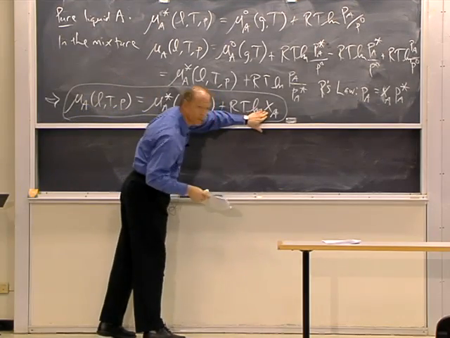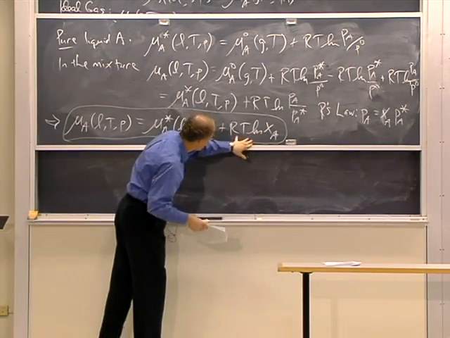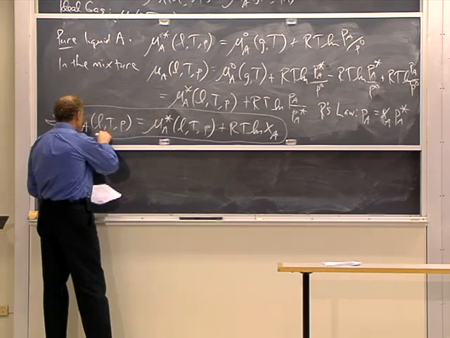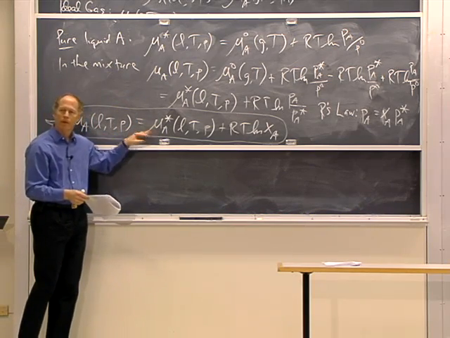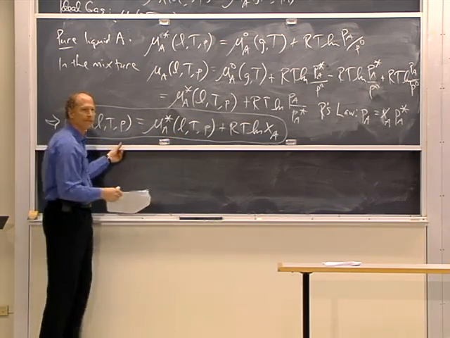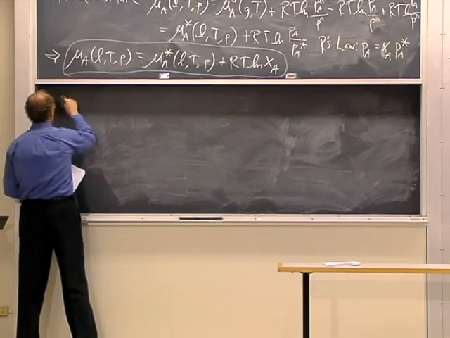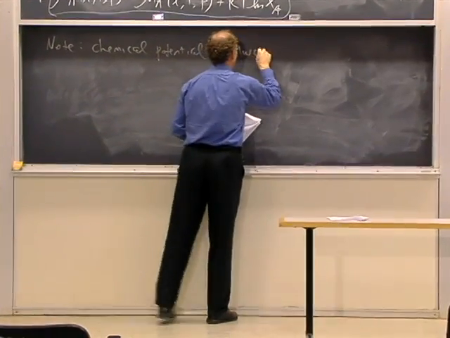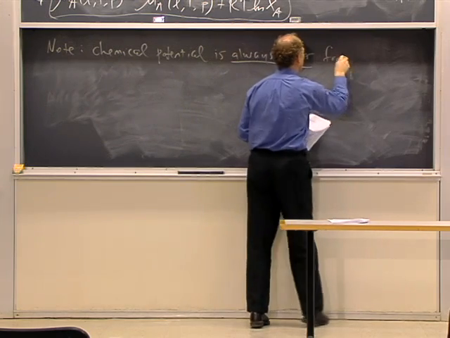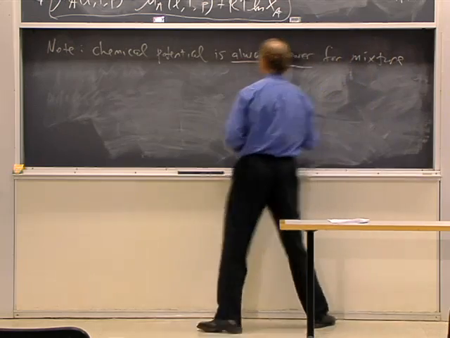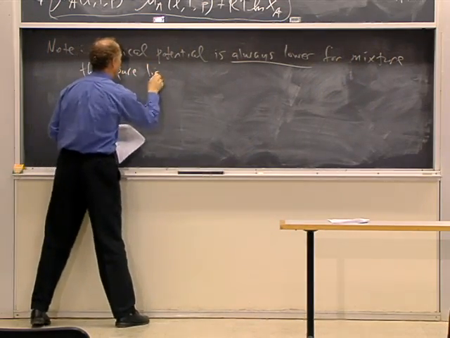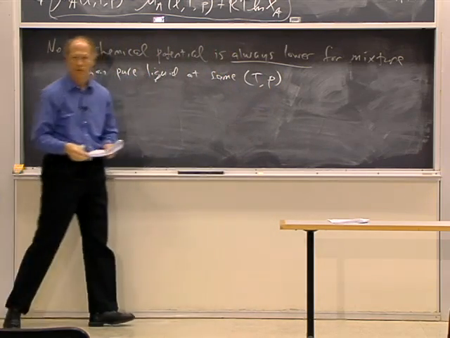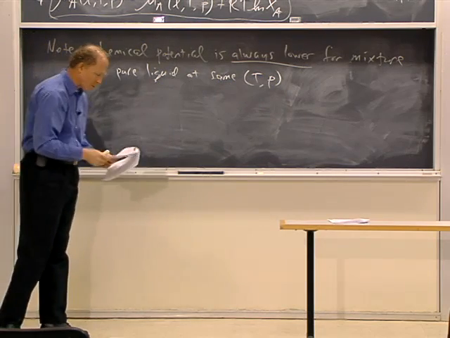Now, of course, since this is a mole fraction, it's always between 0 and 1. That means this is always a negative number, right? So what that means is that the chemical potential in the solution is always lower than the chemical potential of the pure liquid, right? Very important result. So it has all sorts of implications that we'll see.